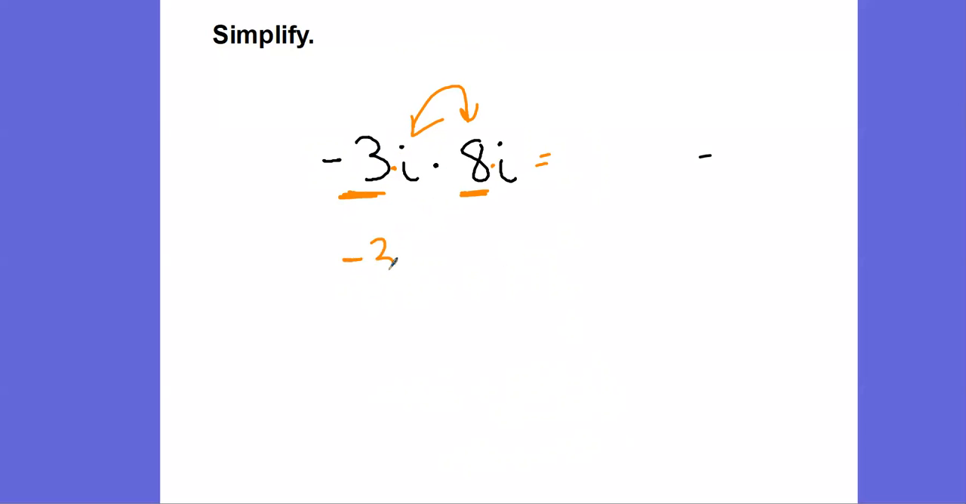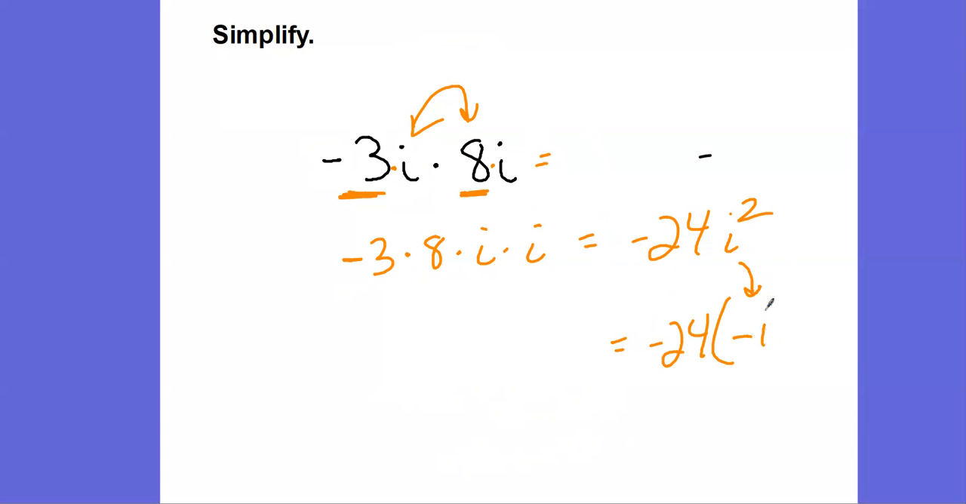I can make this as -3 times 8 times i. Or really, I can just multiply -3 times 8, that's -24. i times i is i squared. I have -24i squared. Don't forget the substitution. You don't want to leave any i squareds in your final answer. i squared is -1. That's something we're much more familiar with, so we always want to make that substitution whenever possible. And a negative times a negative is a positive, so -24 times -1 would be +24.